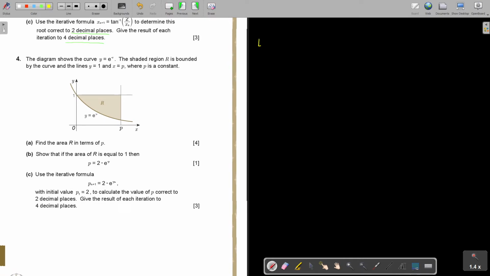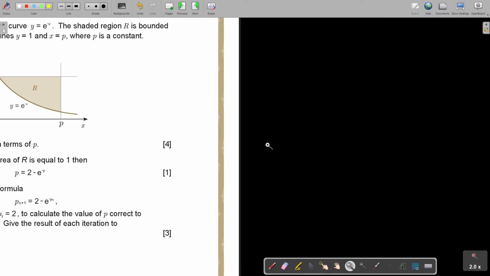Okay, so number 4. The diagram shows the curve y is equal to e to the power negative x. If you make it bigger, in your textbook, you must have a textbook also.